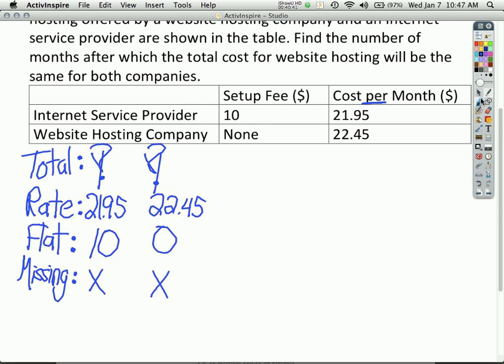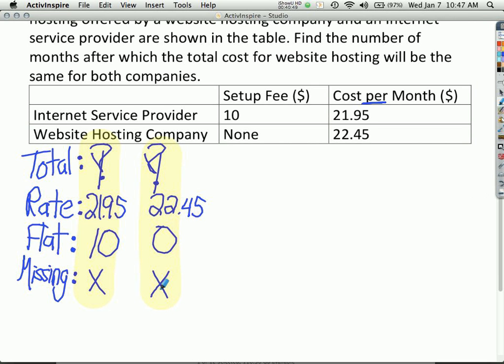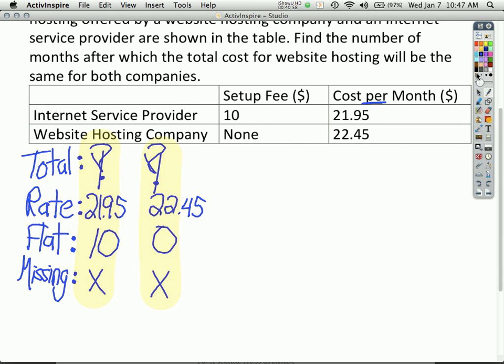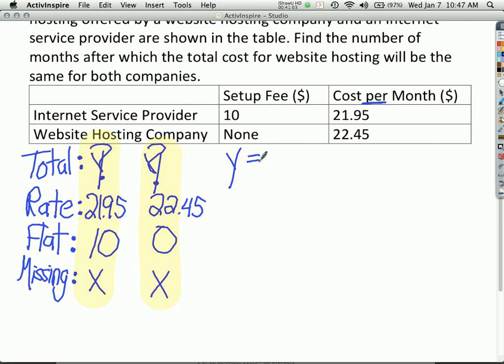So now look at what has happened. We have an equation. It's just written straight down. So now let's write them across. If we write them going across, you see y, which is the total, equals exactly what Tristan said before we even started: 21.95 times x, which is the missing piece, plus the $10, that gets you the cost for the ISP.